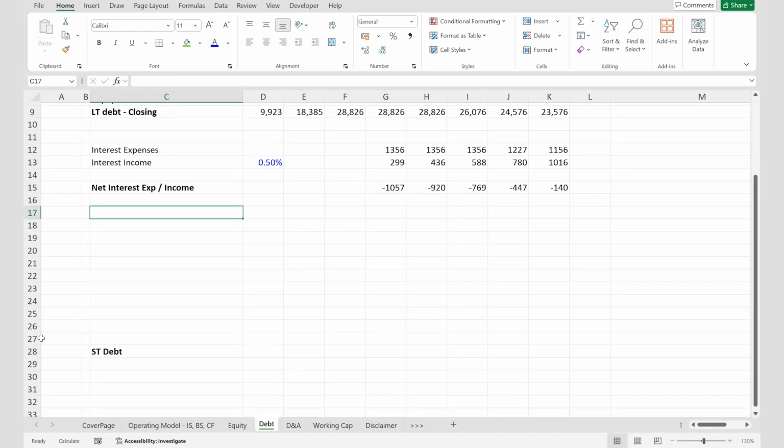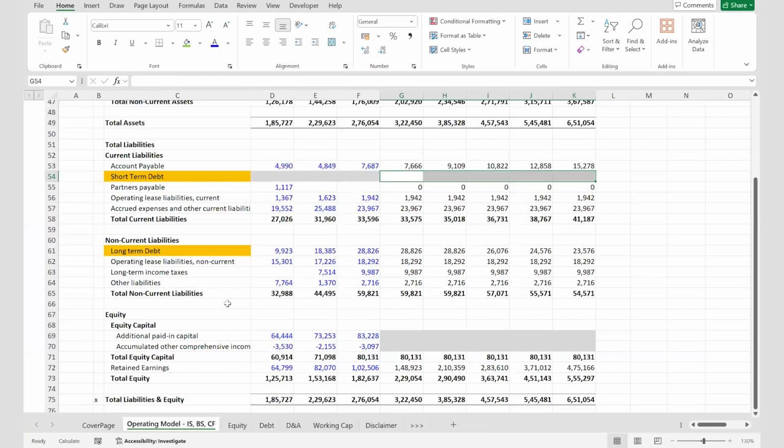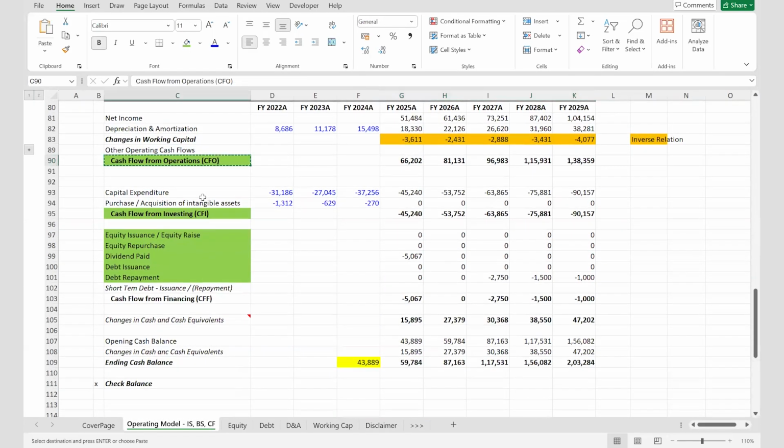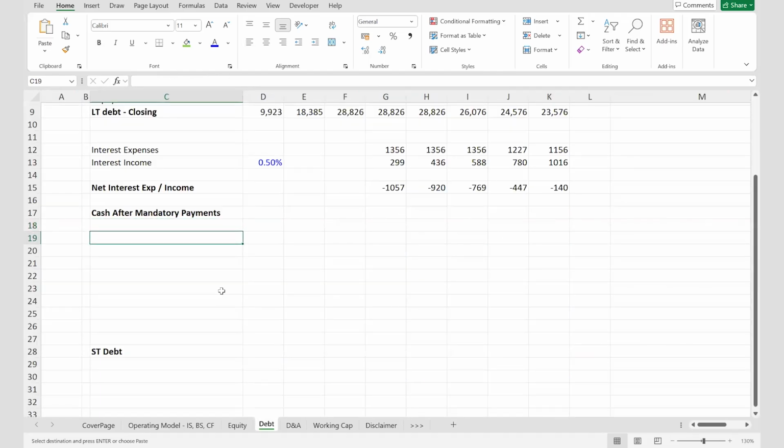For short-term debt, we need to create a portion just above the short-term debt, which is known as cash after mandatory payments. So we need to understand how much cash we have after paying off all the mandatory payments, correct? For that, you need to bring the cash flow completely here. The way that I'm doing it, you have to copy the CFO part, and I will paste it here.